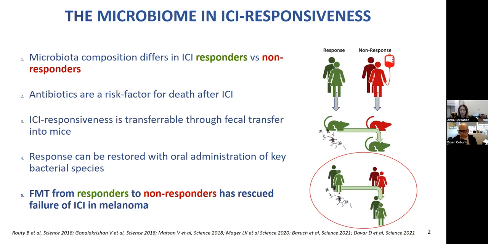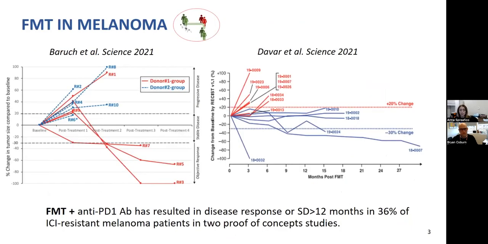We also know that immunotherapy responsiveness can be transferred through fecal transfer into mice, and the response can be restored with the oral administration of key bacterial species. I think the step that really has moved this field forward in the clinical setting is certainly what we have learned from fecal microbiota transplantation from immunotherapy responders to non-responders that was able to rescue patients who had failed immunotherapy. So just going a little bit into the details of this.